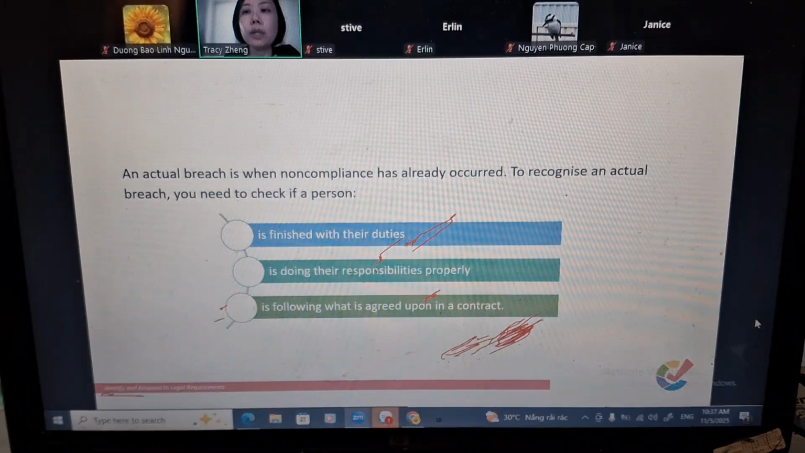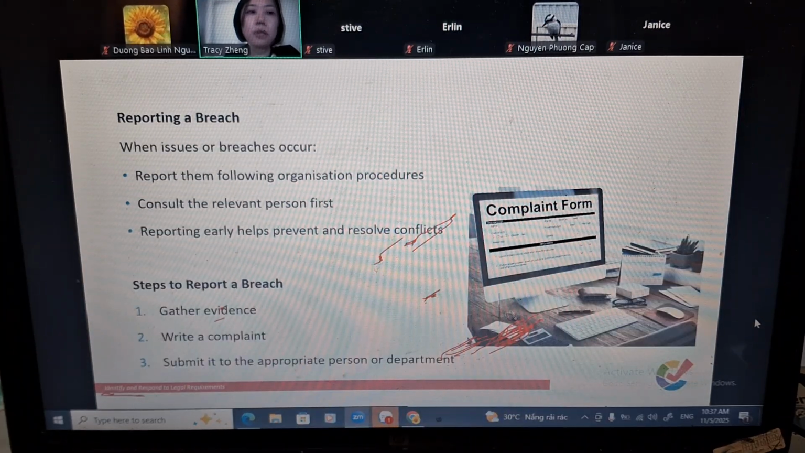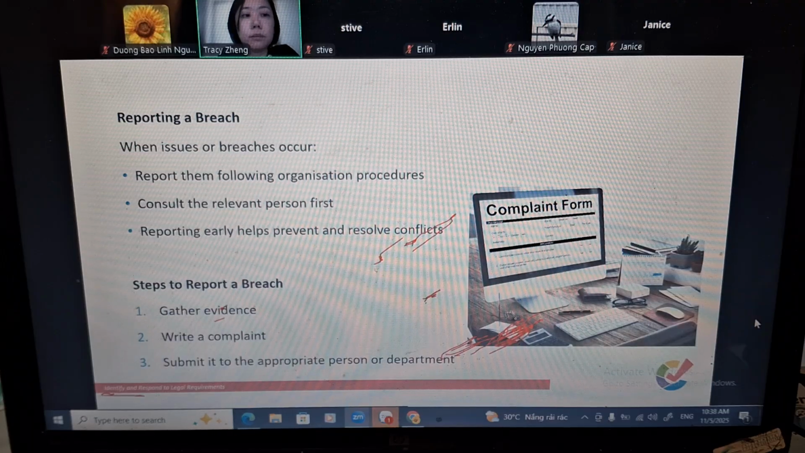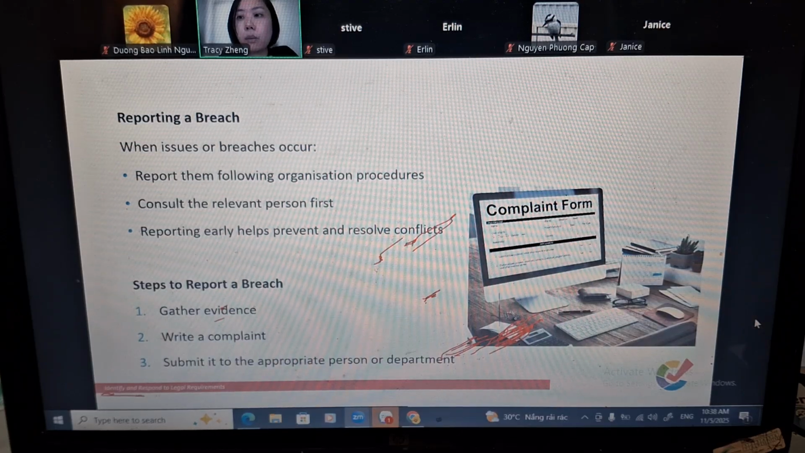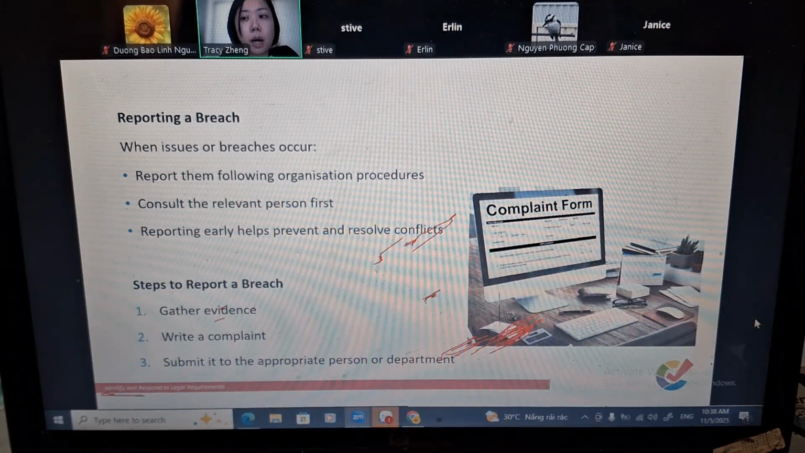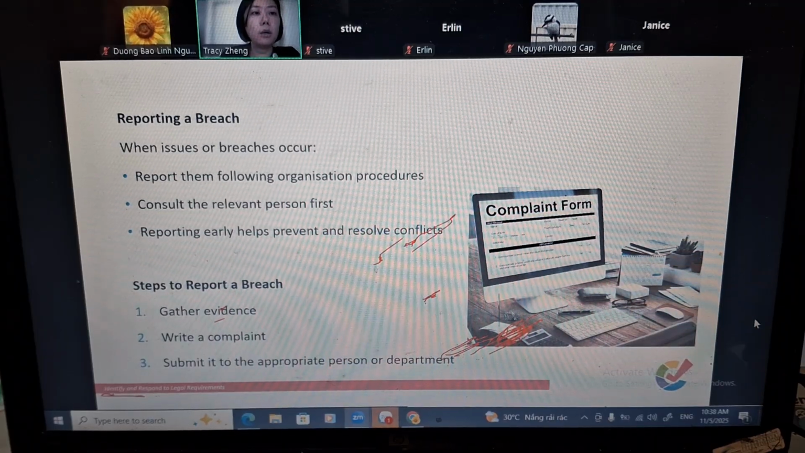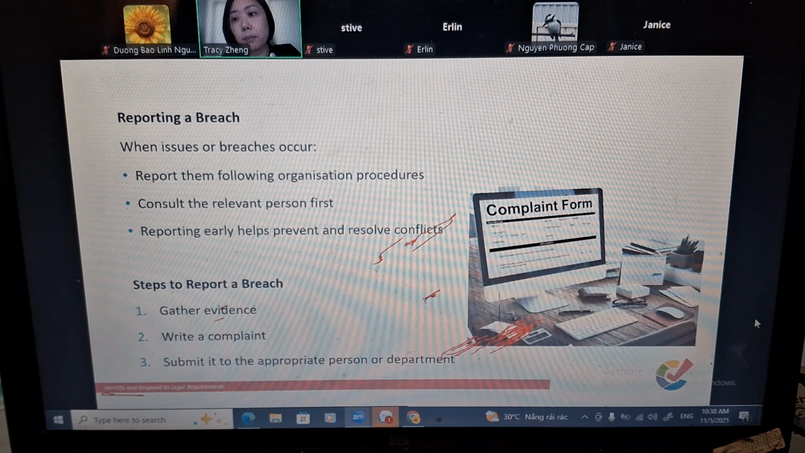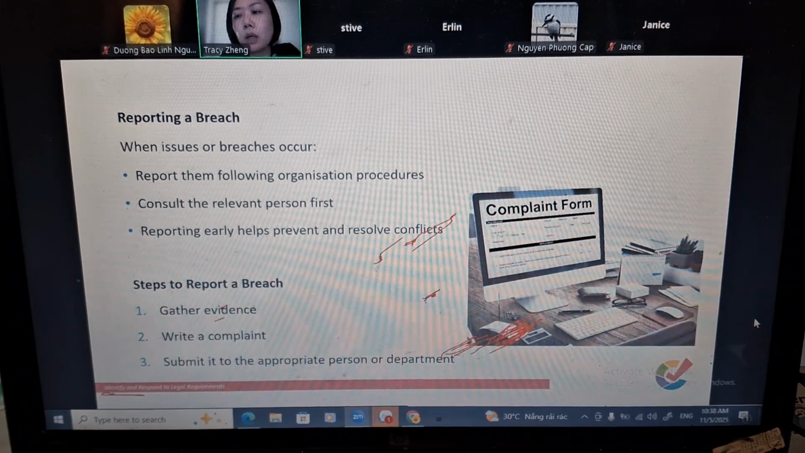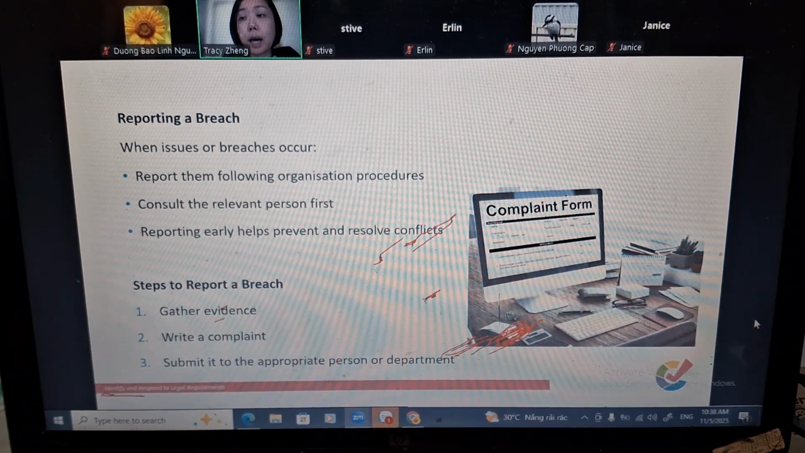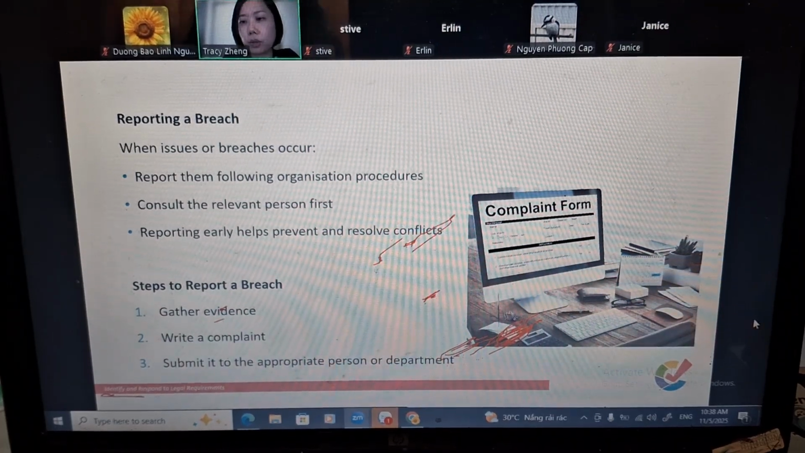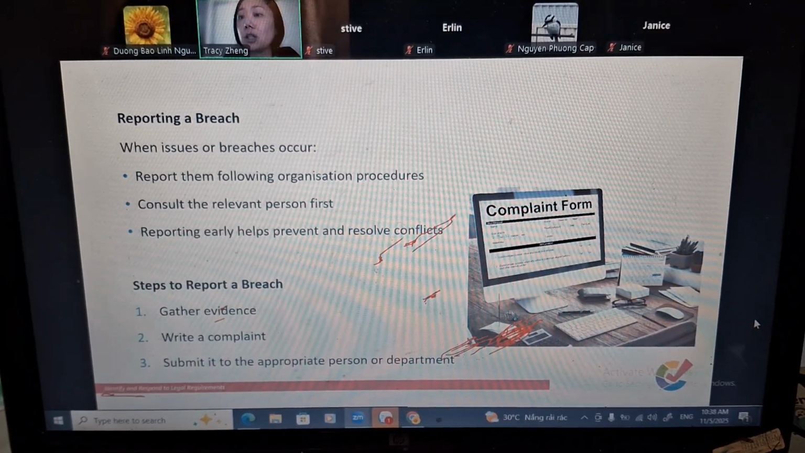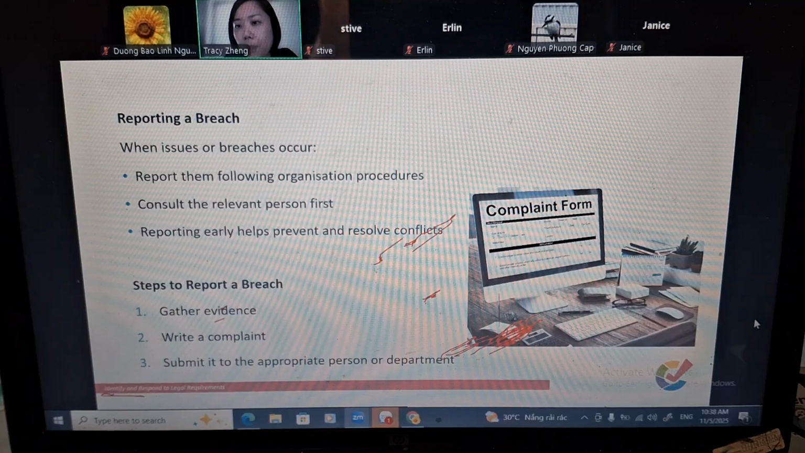If there is an actual breach or potential breach, make sure you inform and report according to your organization's policy and procedure, right? Inform your supervisor what is happening, what you are aware of, and what the potential breach could be as well. It is definitely important to report the actual breach, but most of the time, if we can identify or foresee any potential breach, then we can take action earlier to prevent it from actually happening, right?